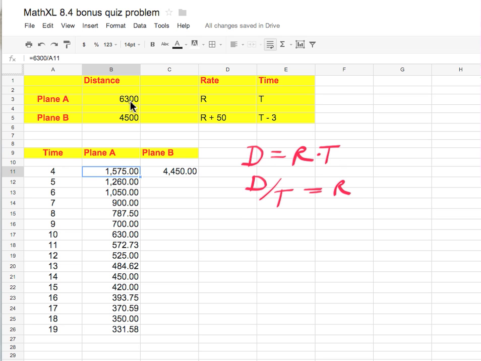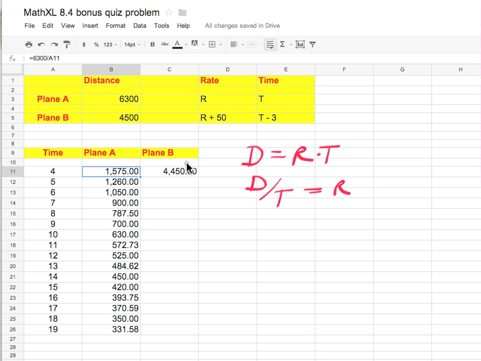So when a plane goes 6,300 kilometers in 4 hours, it is going 1,575 kilometers per hour. When it goes 6,300 kilometers in 5 hours, it's going slower, and it's going 1,260 kilometers per hour. And so on, all the way down to 19 hours. And I could have taken it on farther, but I suspect the answer is someplace in this range.